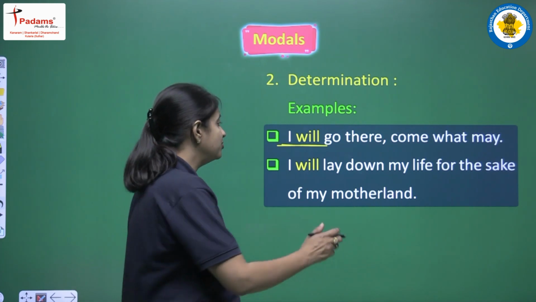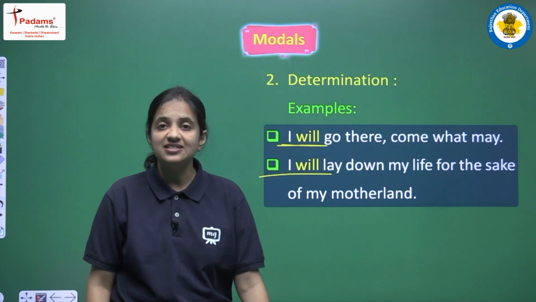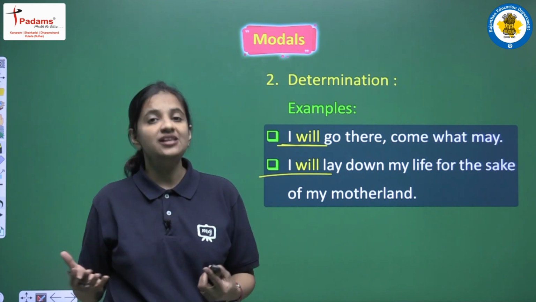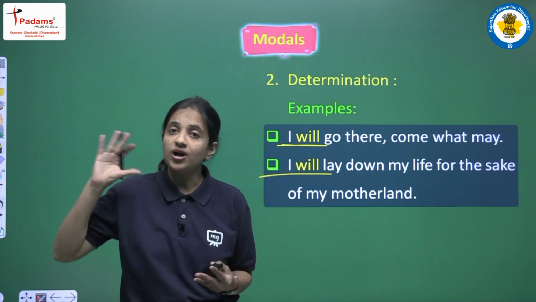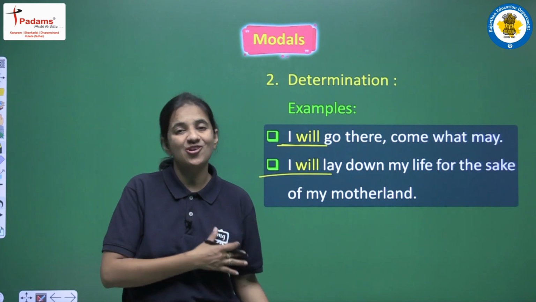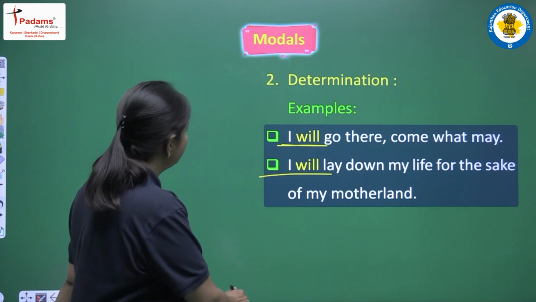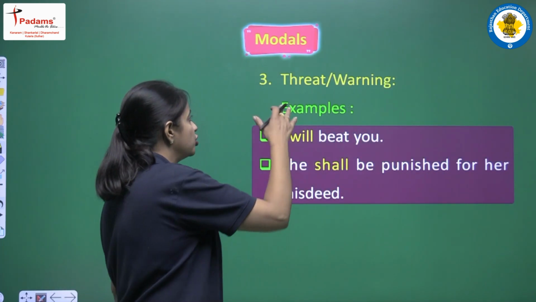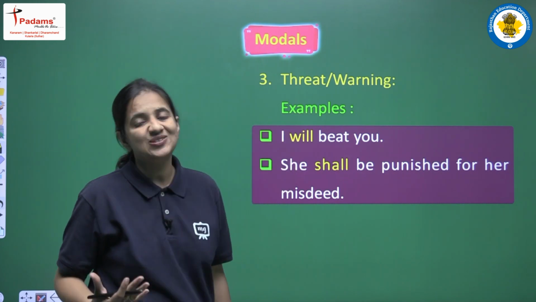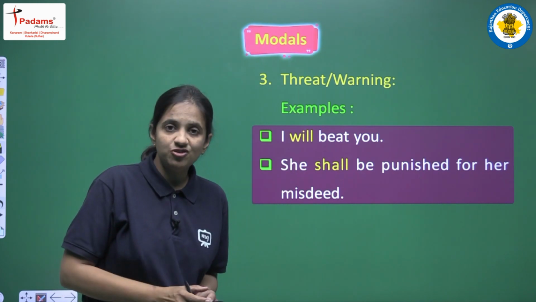And just be careful, I am repeating this thing again, that here as modals we will use will for I and we and shall for all the other subjects. Next use is to show threat or warning. So yes, this is also another use of shall and will.